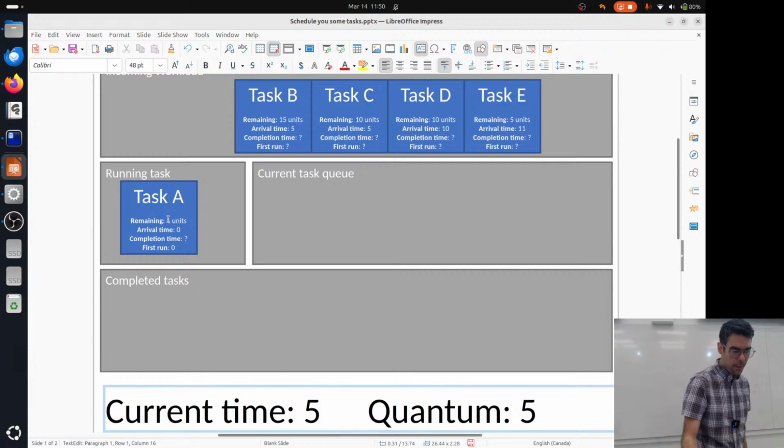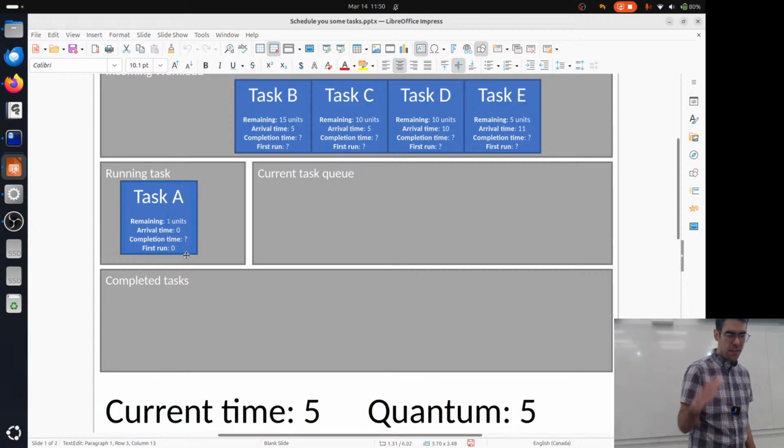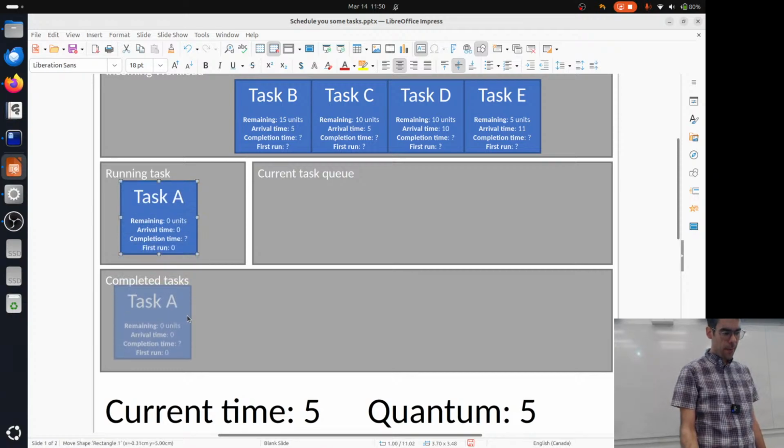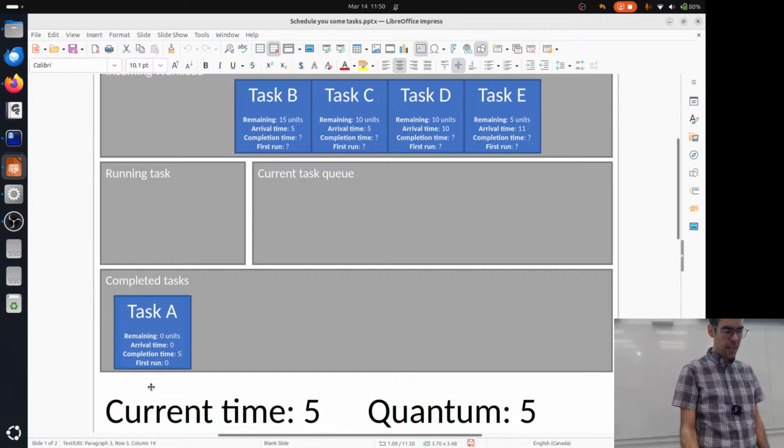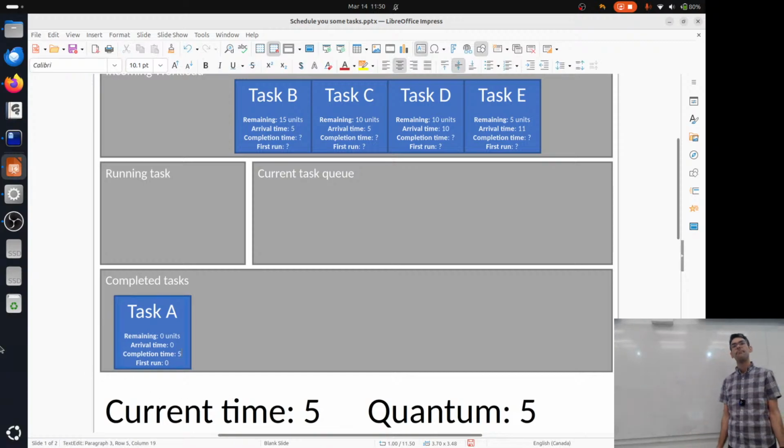Okay. The first thing that I'm going to do in this instance is say that there's 0 units of time left for task A. Task A is done. So I'm going to take it off of my CPU. I'm going to put it in this completed tasks area, and I'm going to say that it finished at time 5.